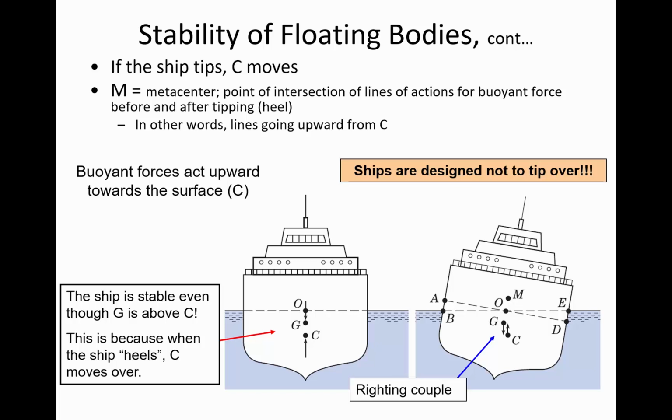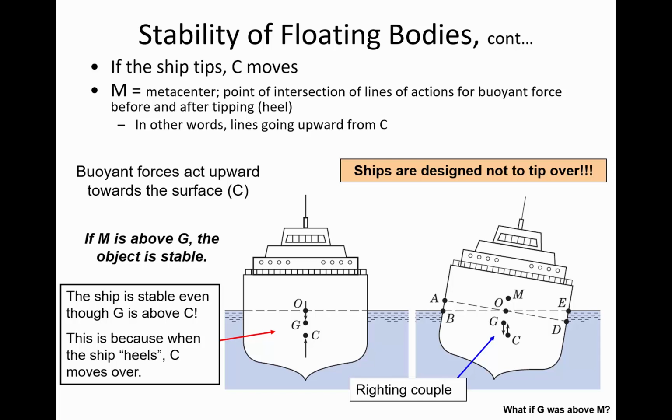So it's not accidental that ships don't tip over. I mean, it's by design that the ships are intentionally designed to be stable. And so the rule that we can say here is that if M is above G, then the object is stable. So if the metacenter is above the center of gravity, then it's going to be stable. So we want to know what's the distance between M and G. If the metacenter is below G, that's when we're in trouble.